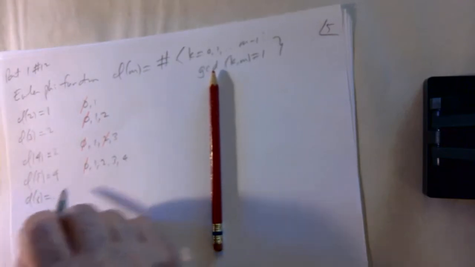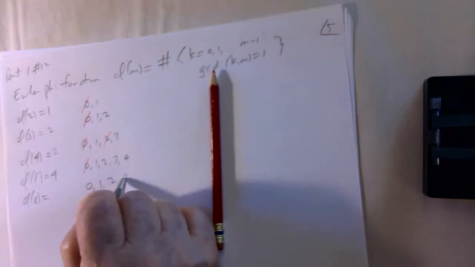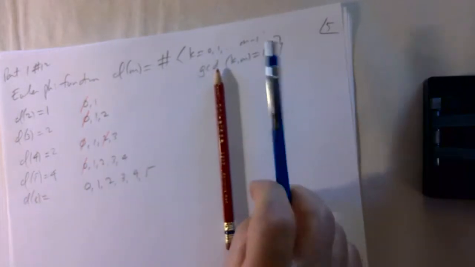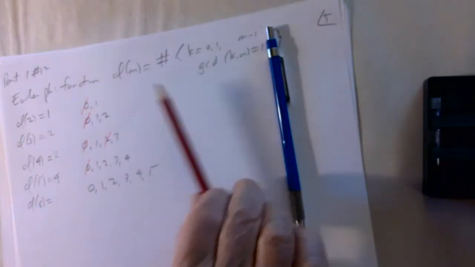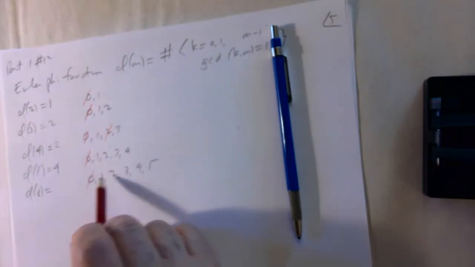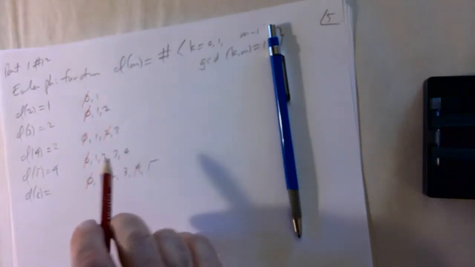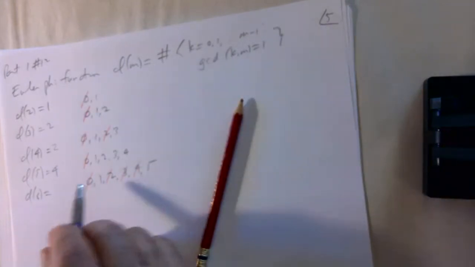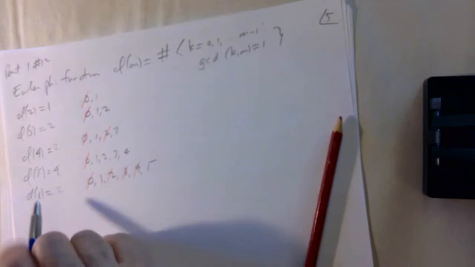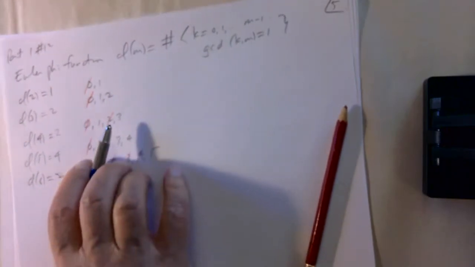What about phi of 6? You look at the numbers 0, 1, 2, 3, 4, 5. Which of these numbers have a factor in common with 6? That means divisible by 2 or 3. Well, 0, 2, and 4 are divisible by 2, and 3 is divisible by 3. There are only 2 numbers left, 1 and 5. So phi of 6 is equal to 2.